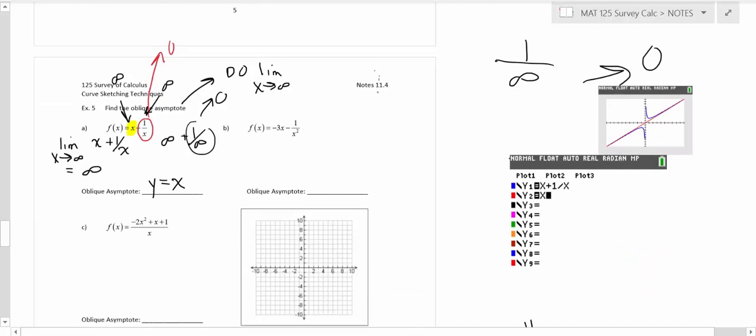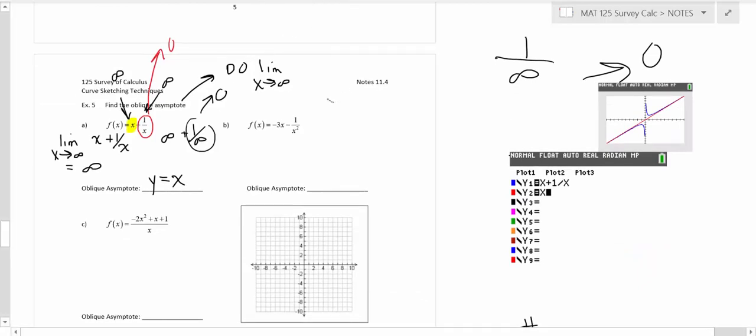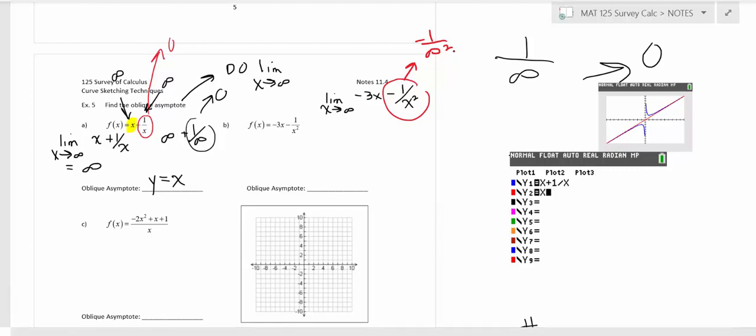Okay, so we'll do the same thing on each of these problems. The next one, same thing. We're going to do the limit as x goes to infinity of negative 3x minus 1 over x squared. And with a little practice, you can do this stuff in your head. You really can, okay? So here's the idea. This part right here, what would happen if you did negative 1 over infinity squared? Where would that go? That goes to 0, right? Anytime you have a number divided by infinity, it goes to 0. So that part right there goes to 0.